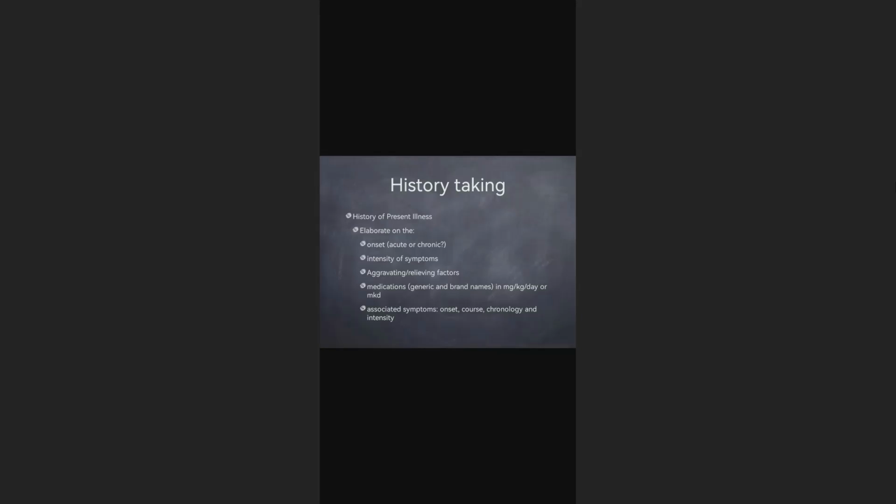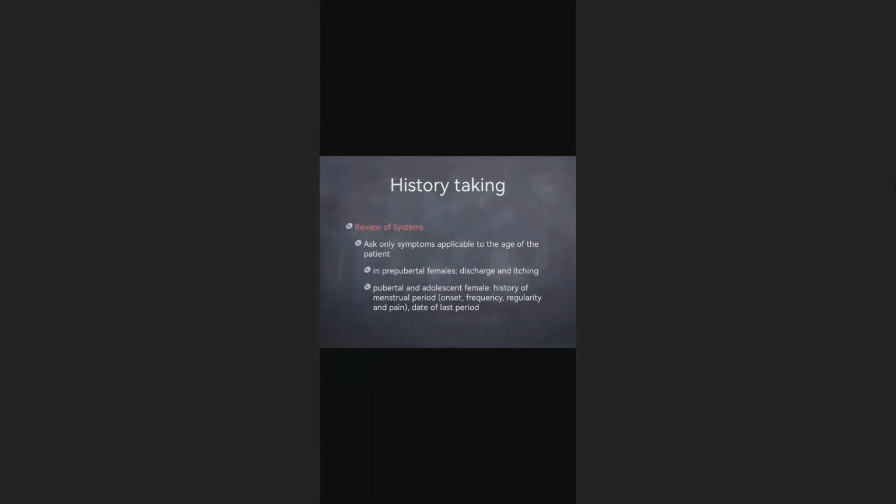We also ask for associated symptoms like onset, course, chronology, and the intensity of the associated symptoms. We include always the review of systems because this is also very pertinent. In all other history taking, may it be in adult, in OB-GYN, we always ask for review of systems. So ask only symptoms applicable to the age of the patient. So later on, we will discuss thoroughly how different it is from a newborn, neonate, pediatric, and adolescent.